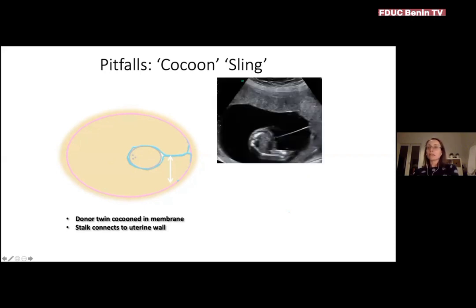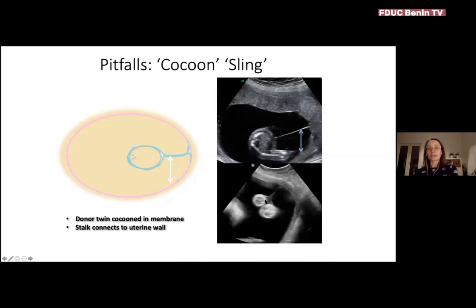So on ultrasound, that looks a little bit like this, and you can see that it would be really easy to measure this as the deepest vertical pocket, but actually it's not. And you need to look much more closely around that fetus's limbs, where you can often see a tiny bit of fluid in between the two layers of membrane.